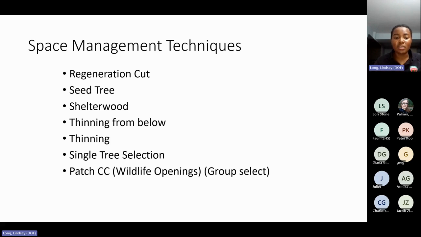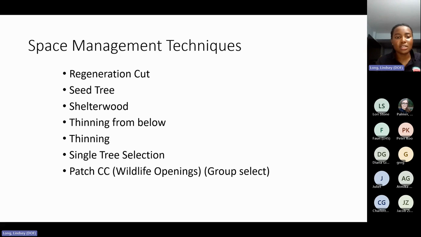A patch cut or a patch clear cut, or a wildlife opening, it's also called a group select, there's a lot of names for this one, is basically just a clear cut but in specific areas. So it's not acres on acres densely, it's sparsely. Like an acre here or half an acre here. A lot of times it's used for wildlife. If you want prairies or little grasslands within your forest, it's really good for that.